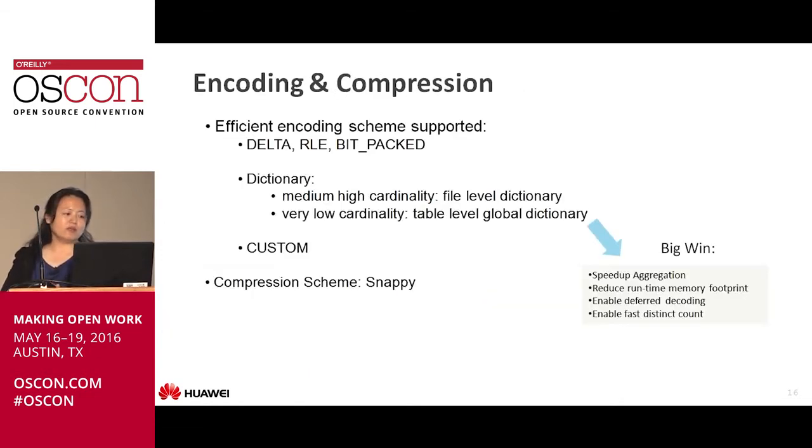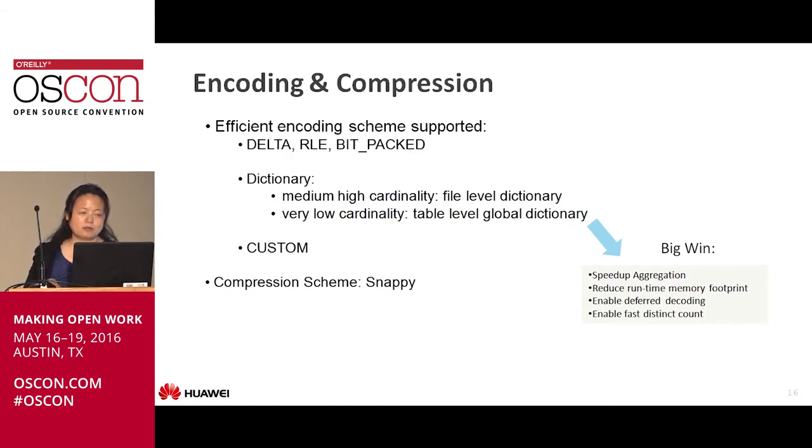As a file format, encoding and compression is very important. So we support quite a few efficient encoding schemes. To name a few, delta encoding, RLE, and bit packing are supported. In addition, we also support dictionary encoding. So for medium-high cardinality value columns, we support a file-level dictionary. But for very low cardinality, we support a table-level global dictionary.